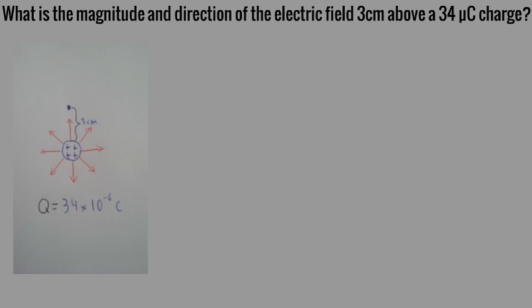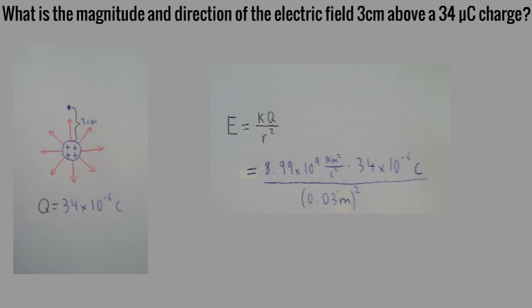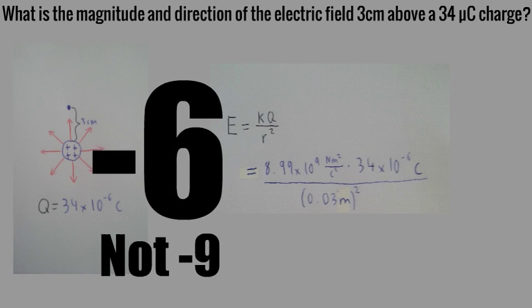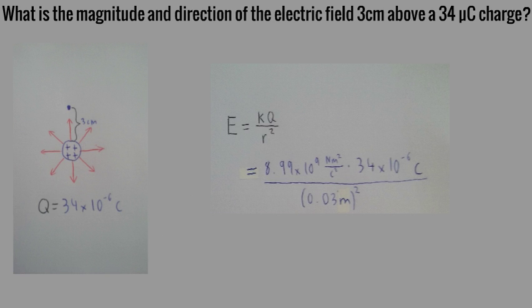Q is the charge, and since it is micro, we get 34 times 10 to the power of negative 6 coulombs. Now we need to write out the equation E equals K times Q over R squared. Now putting in our numbers, we get 8.99 times 10 to the power of 9 times 34 times 10 to the power of negative 9 over 0.03 squared.